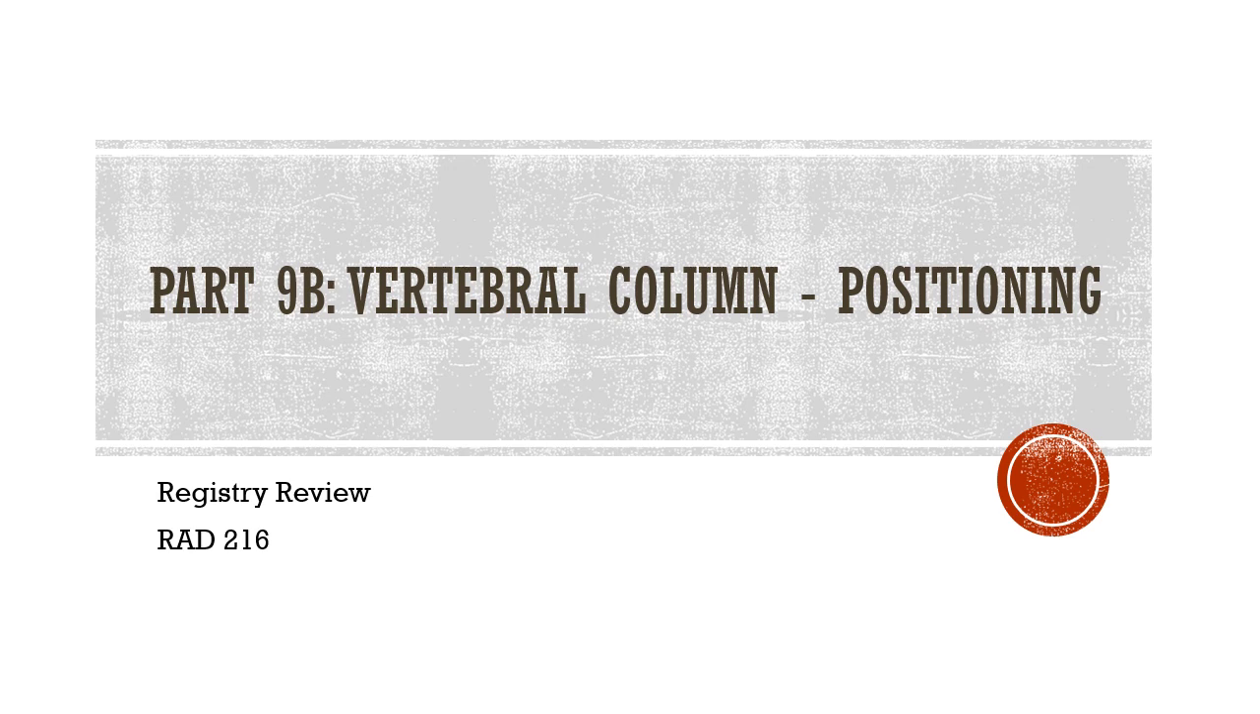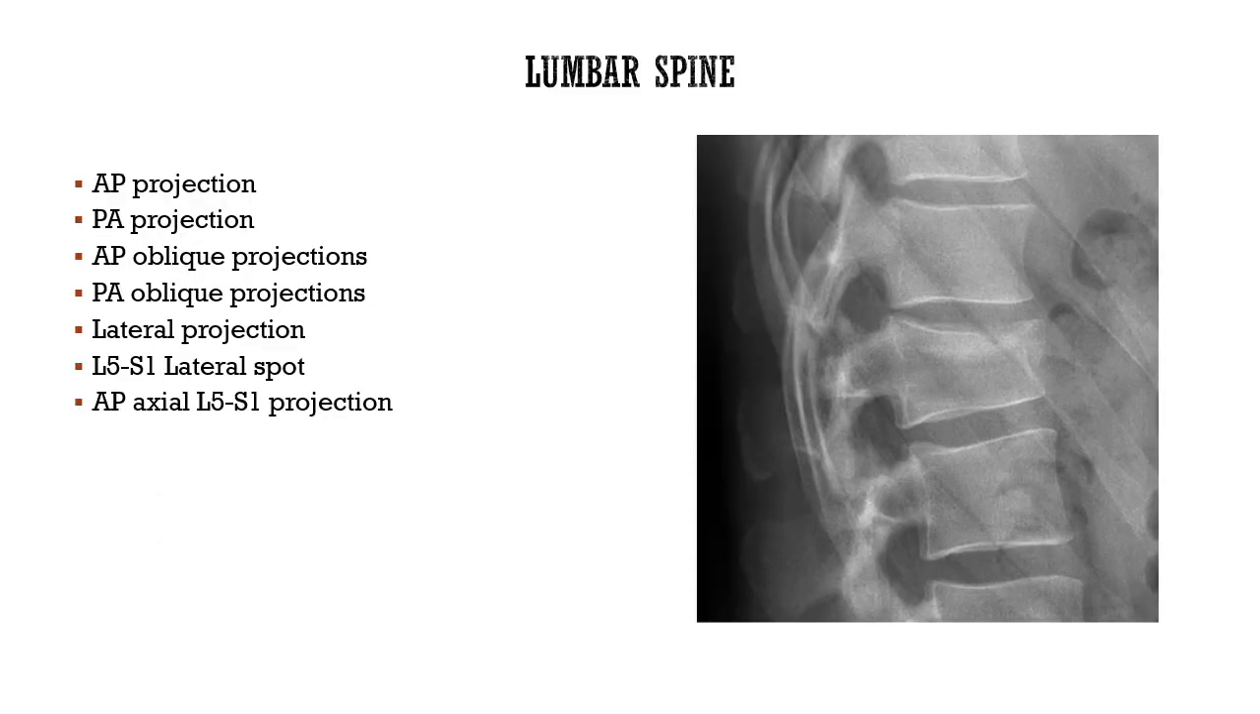Hello, this is a video lesson on the vertebral column, part 9B. We're going to talk about the lumbar spine, specifically the AP and the PA projections, the AP and PA oblique projections, the lateral projection, the L5S1 spot, and then the AP axial L5S1 projection.